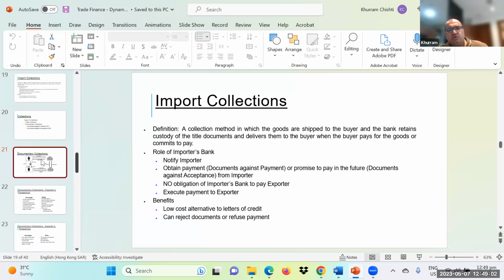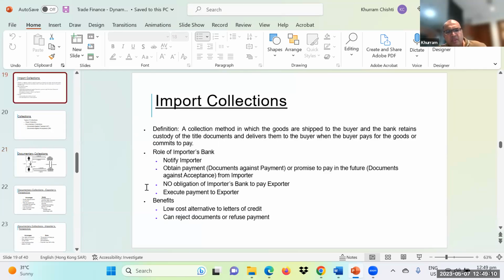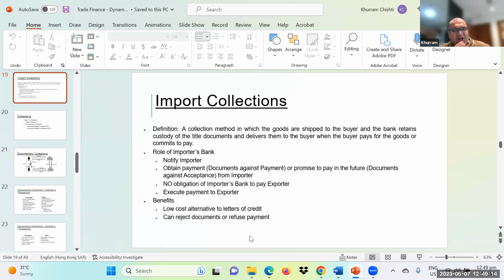What they will do is execute payment when they get the money from the importer, and then they'll pay the exporter. Benefits. Now, what are the benefits? Unlike in an LC transaction, where the bank guarantees your payment, over here the bank is not putting any guarantee, so it's a low cost alternative to letter of credit. It's cheaper than letter of credit, but more expensive than your open account and cash in advance.